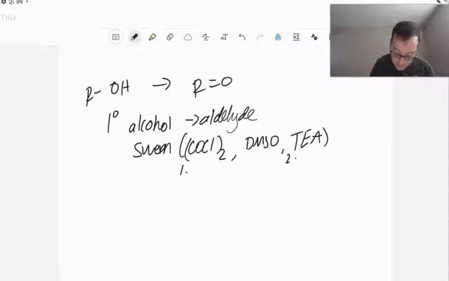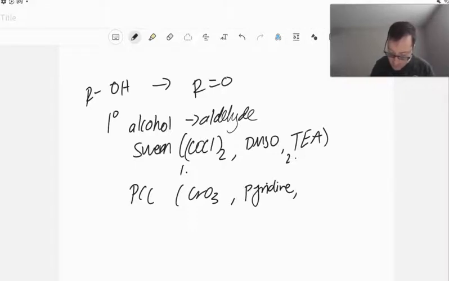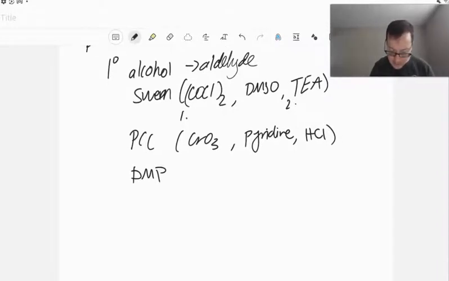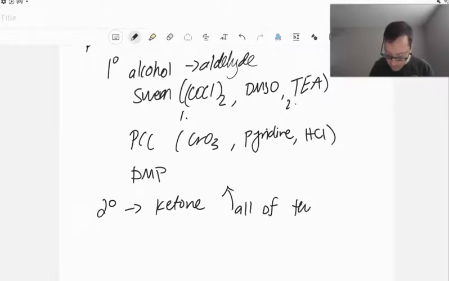You can absolutely do the PCC, which is chromium and pyridine and HCl, if I remember correctly, and DMP, of course. And what else will do this? Those are our kind of gentle ways, right? All of these will also work for ketones, right? All of those will work for ketones.